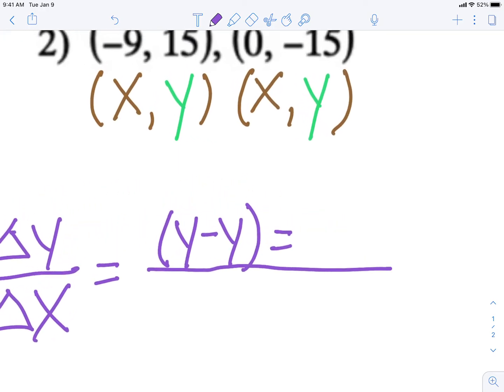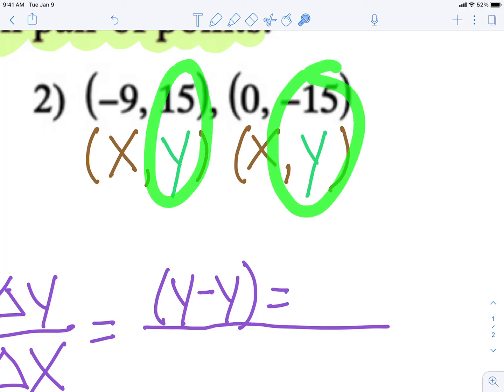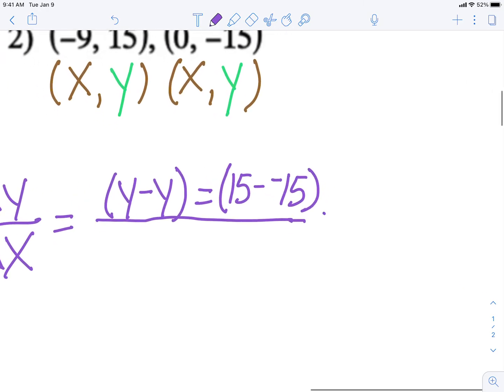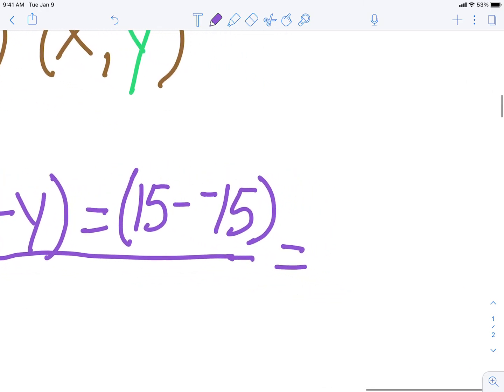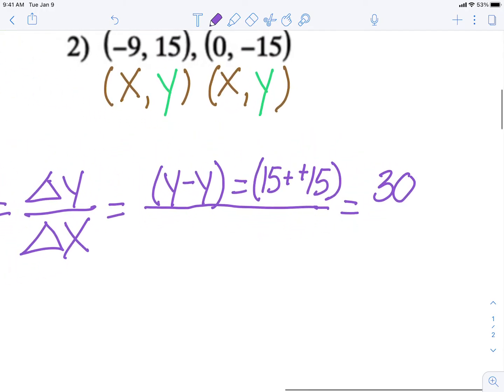So let's do y minus y. So my two y's are 15 and negative 15. So I'm going to say 15 minus negative 15. Just like that. Right? Doing my y first. Now remember, in math, whenever I have negative, negative, they change, right? Change that, change that. When I have negatives next to each other, change, change. So 15 plus 15 is 30. There you go. I got my y done.